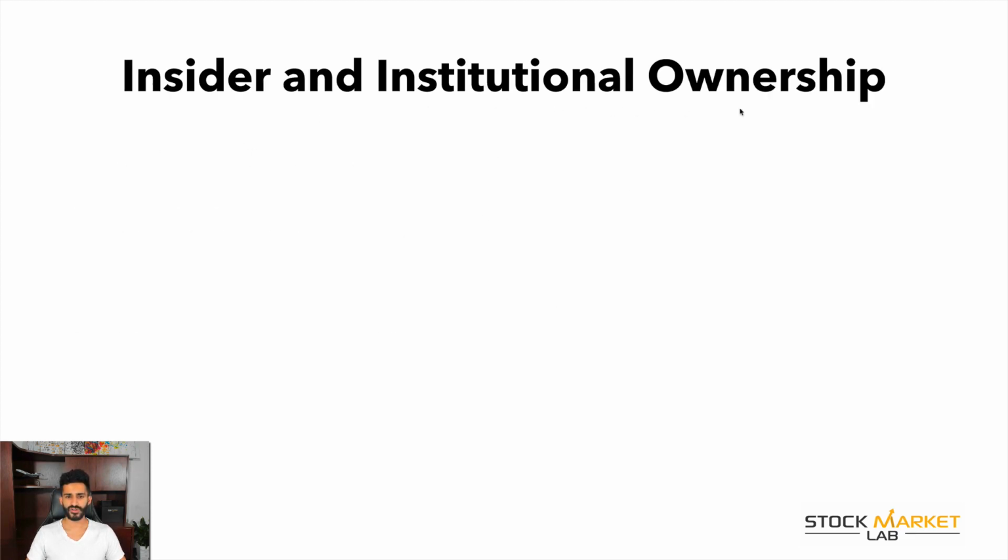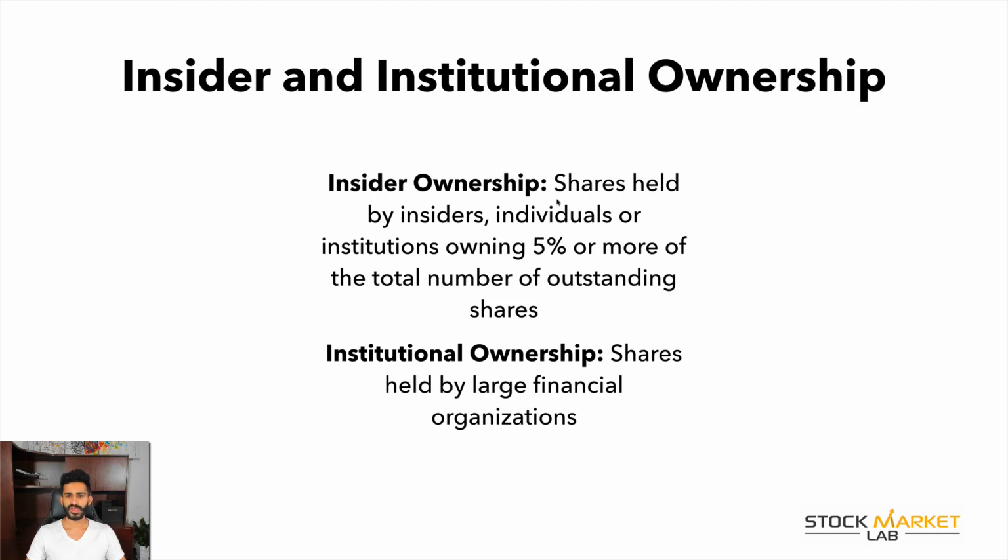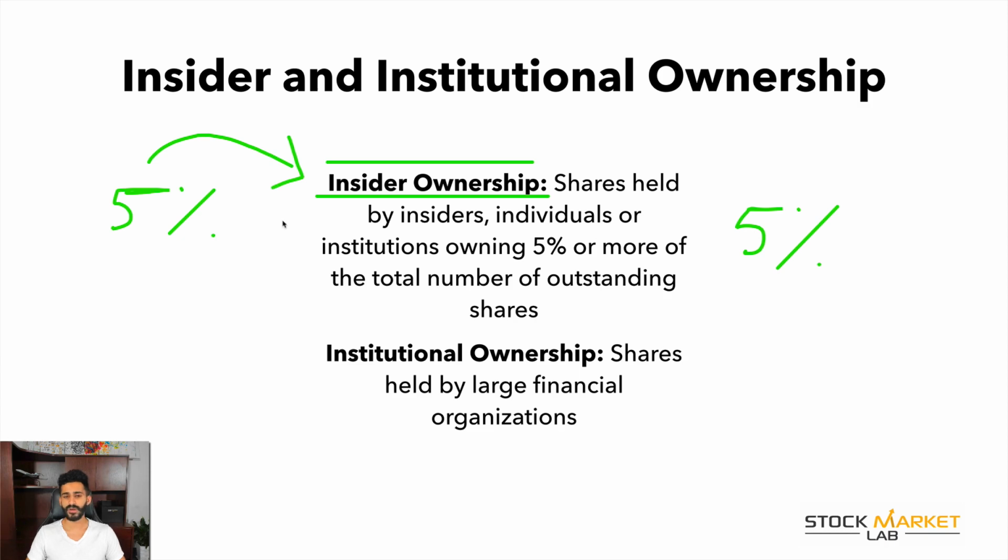Insider and institutional ownership. Insider ownership is shares held by insiders or individuals or institutions owning 5% or more of the total number of outstanding shares. So if you own 5% or more of a company, you are considered an insider. You have insider ownership, right? So let's just say I go in and I buy 5% of Apple, which is a lot and a lot of money. I think it's like $50 billion, $60 billion. I am now considered an insider of the company. I have insider ownership.